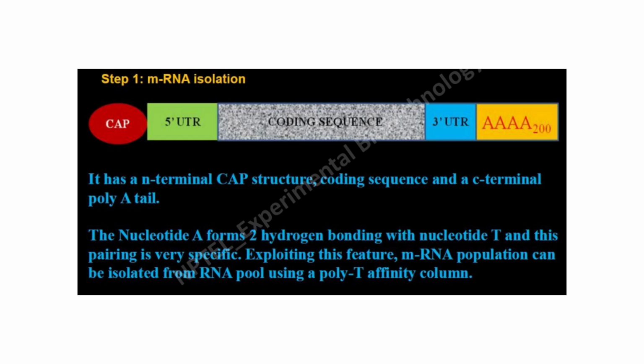So it can have variable lengths, and this is the feature that we use to actually isolate the mRNA from the sample. Once we have the cells and we want to extract the mRNA, we will lyse the cells, take out the total RNA content, and then pass it through a poly T column. So a poly T column will be basically beads connected with multiple T residues, okay, thymine residues.